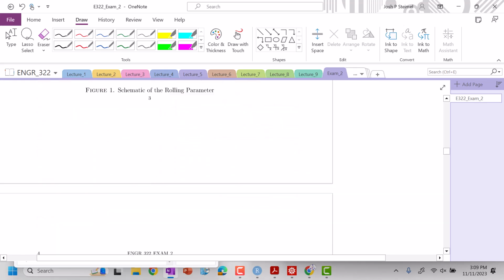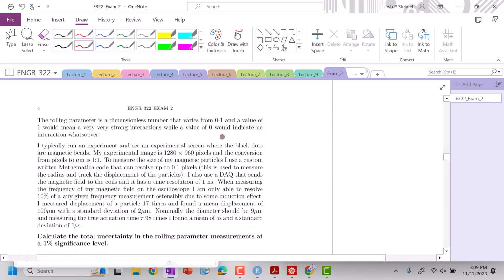So let's go ahead. We're told the relative value varies from 0 to 1. 0 would indicate no binding, 1 very strong. The experimental edge is this. The conversion from pixels to micrometers is 1 to 1. To measure the size of my magnetic particles, I have a resolution. So let's kind of back up here.